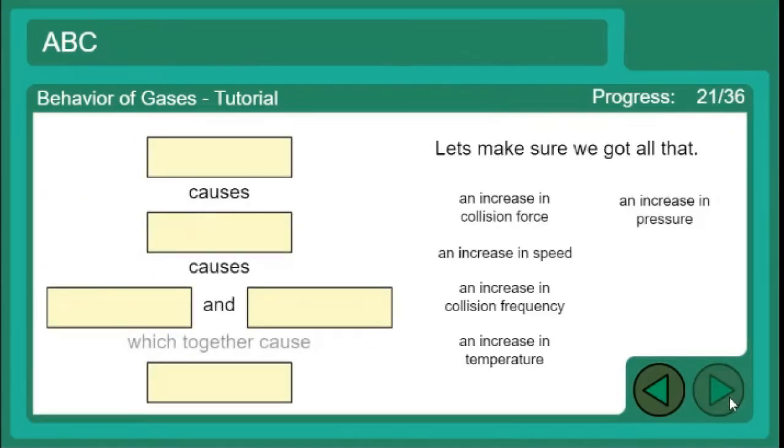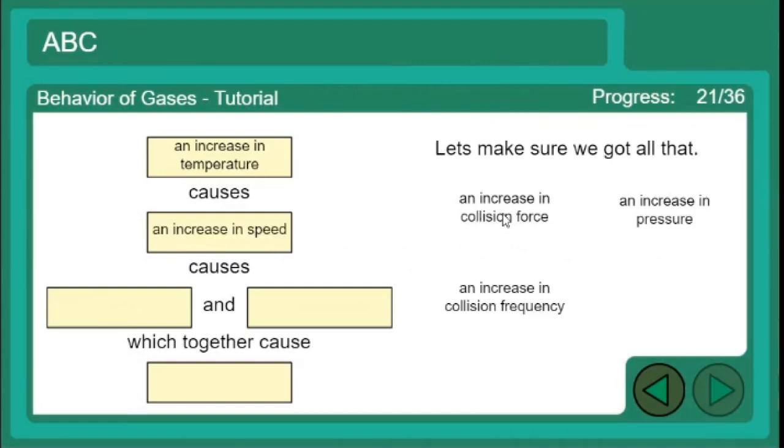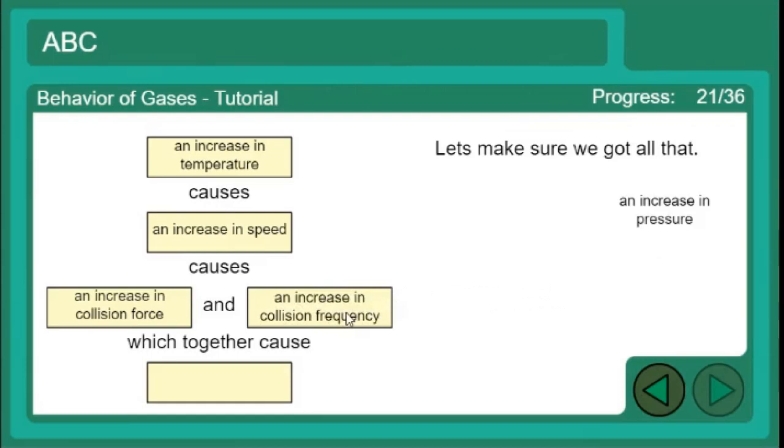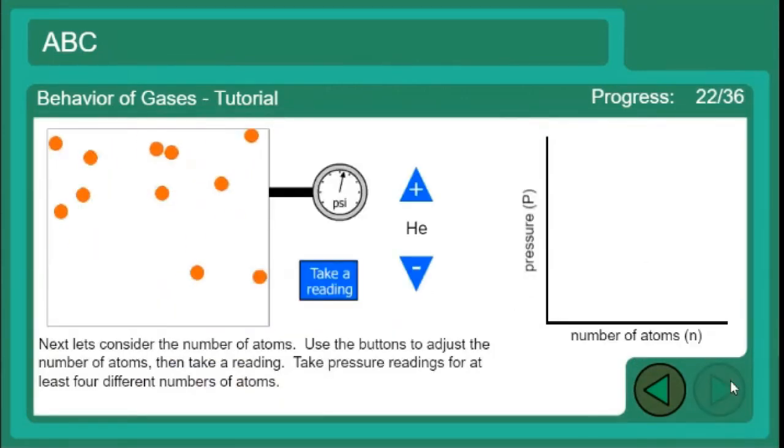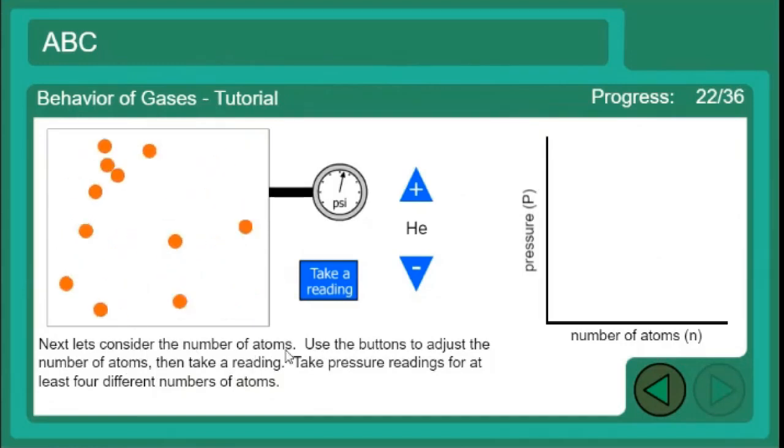Okay, so now let's try. An increase in temperature causes an increase in speed. Then that causes an increase of collision force and collision frequency, which increases the pressure. Okay, next. Let's consider the number of atoms.